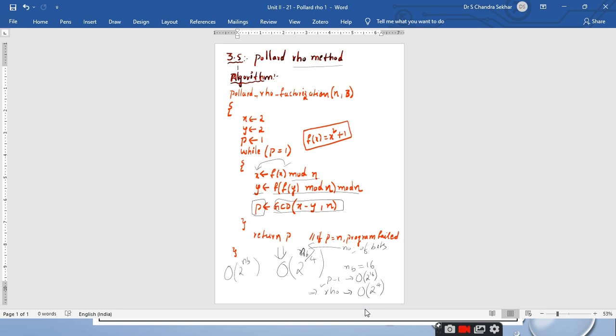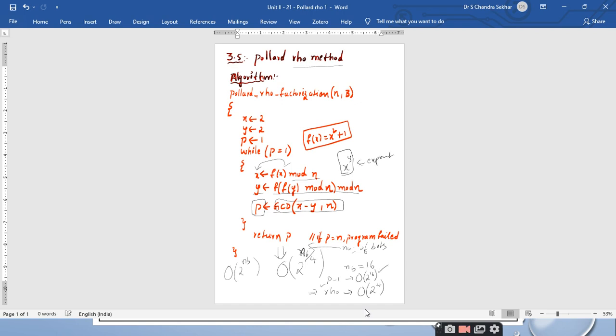Exponential, sir. What is the complexity for Fermat method? Sub-exponential, sir. What about Pollard p-1 and rho? They are also exponential only, right? Exponential means x power y. This is how you will express this exponential time complexity.